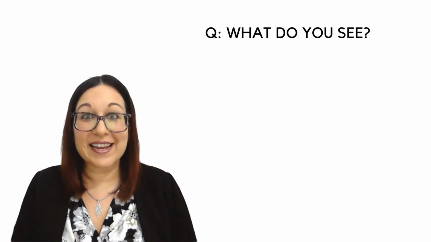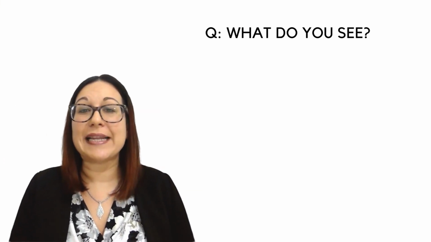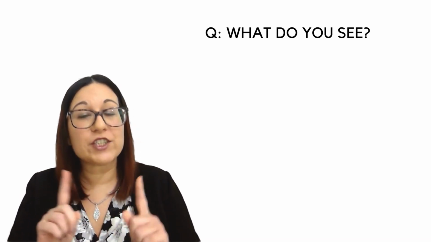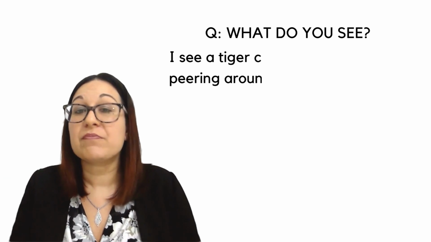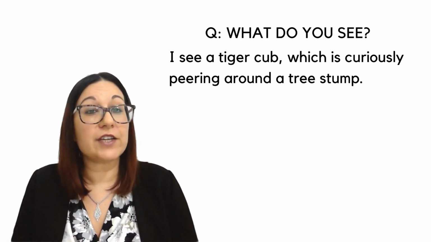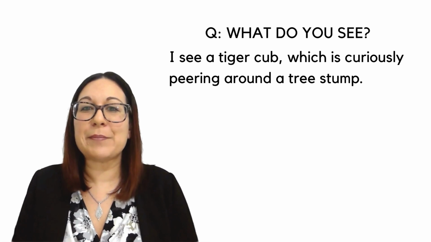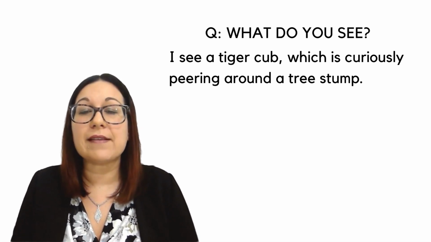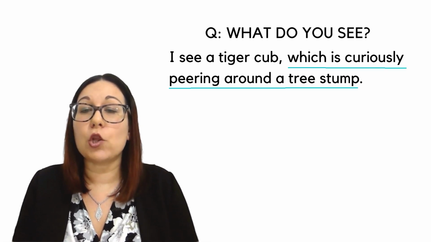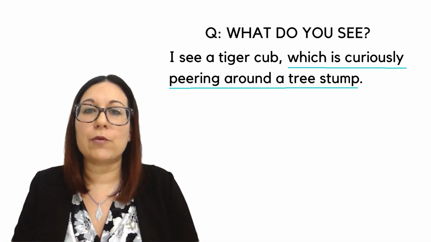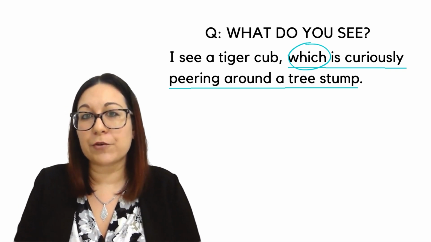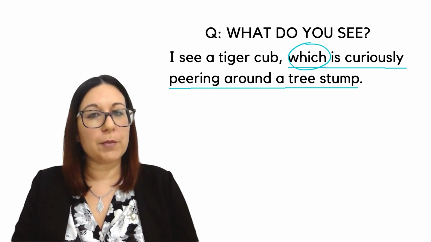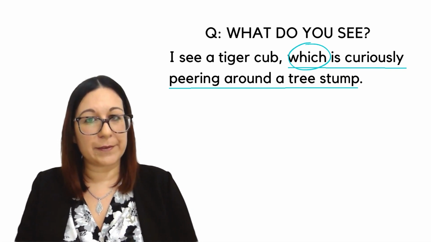Okay, so let's take this vocabulary and put it into a lovely sentence. Remember, the question was, what do you see? So, I see a tiger cub, which is curiously peering round a tree stump. Lovely. That's a great example of a relative clause, using the relative pronoun which to add more information about the tiger cub. However, it's probably not something I would say personally.